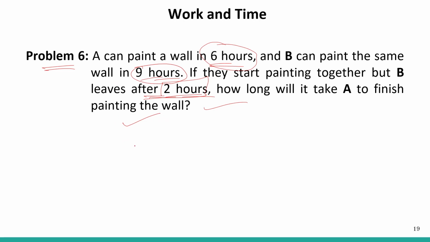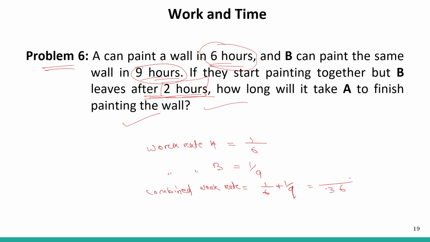So let's calculate the combined work rate. In order to figure that out, we first calculate the work rate of A, that is equal to 1 by 6. And the work rate of B is equal to 1 by 9. And combined work rate is equal to 1 by 6 plus 1 by 9. That is equal to what? With denominator 36, it will be 6 plus 4, which is equal to 10 by 36.